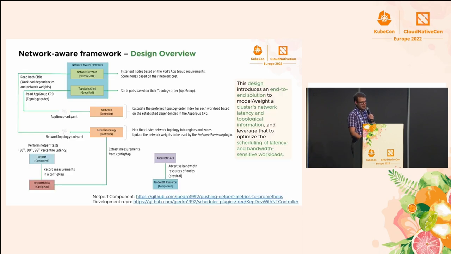Essentially, we have designed our framework based on their repository, based on their current framework. I'll try to explain the main building blocks that we currently have. We have two custom resources, which also have a controller. The first one we call an application group, where you can say which workloads belong to a certain application, and also establish dependencies among these workloads. I will go into more detail on this later. The second custom resource is a network topology, where you can establish network weights among different zones and regions in the cluster, so that you can use these costs later in our scheduling plugins.